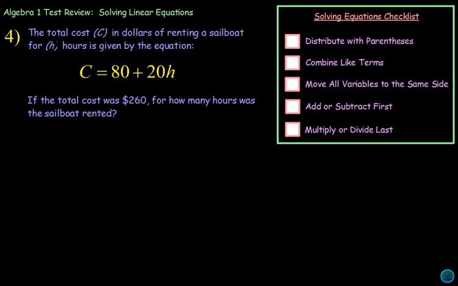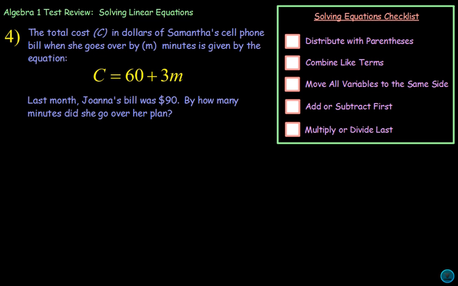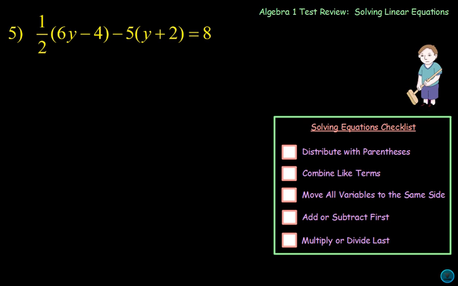So for number 4 in the middle, what you should have got is h equals 9. And for number 4 on the right side, the story about someone's cell phone bill, you should have got m is equal to 10. All right, so those are the first 4 problems on the front side. So if you go and turn your worksheet over to the back side, we'll look at problems 5 through 9.